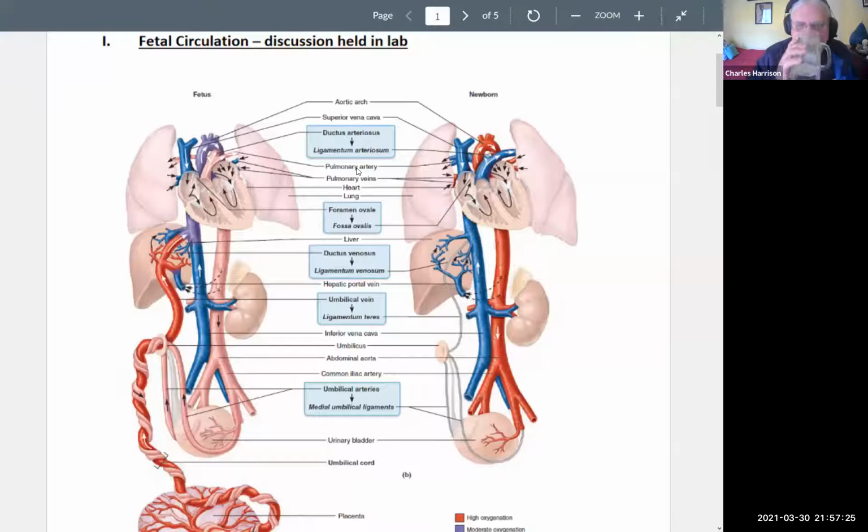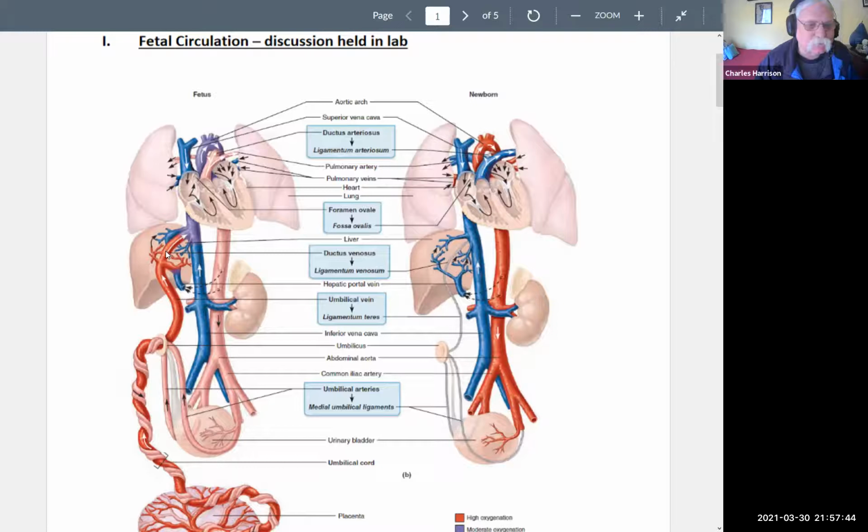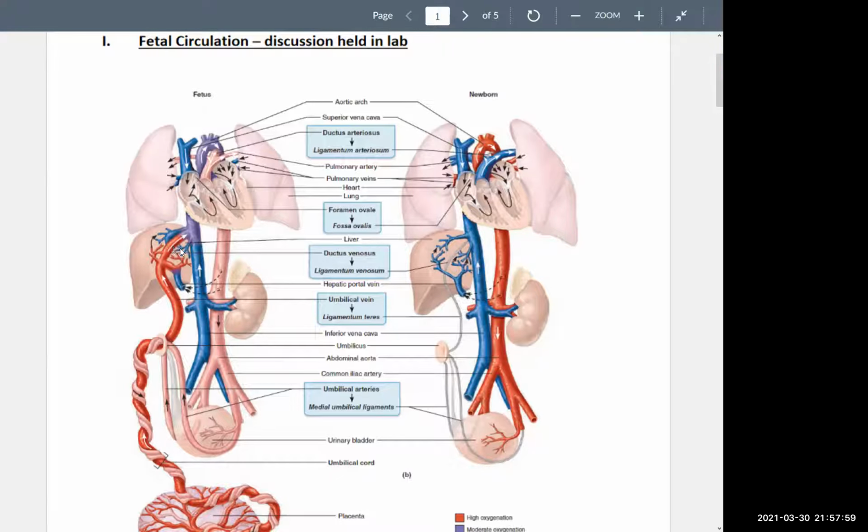Any questions? What happens if there are any issues with things like the ductus venosus shriveling up? Yes, there are. Sometimes it doesn't show up right away, but as soon as the umbilical cord releases or is taken off, there's no more blood going to it. So it will become scar tissue. Okay.